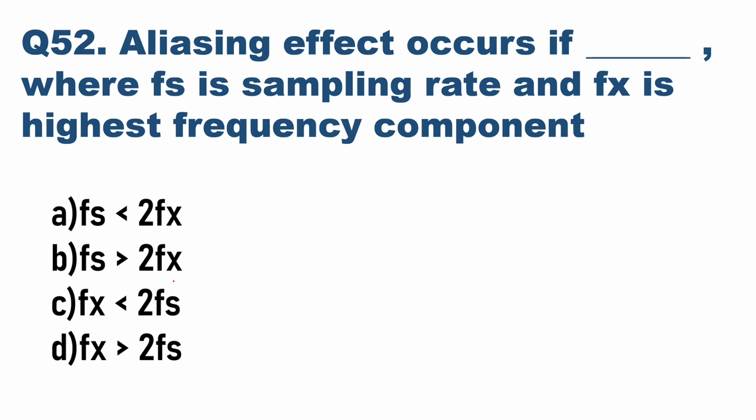Aliasing effect occurs if dash, where Fs is the sampling rate and Fx is the highest frequency component. We know that according to the sampling theorem, the sampling frequency Fs should be greater than or equal to twice the highest modulating frequency, that is 2fx, so that we can reconstruct the original signal back from its samples. That is what we studied in sampling theory.